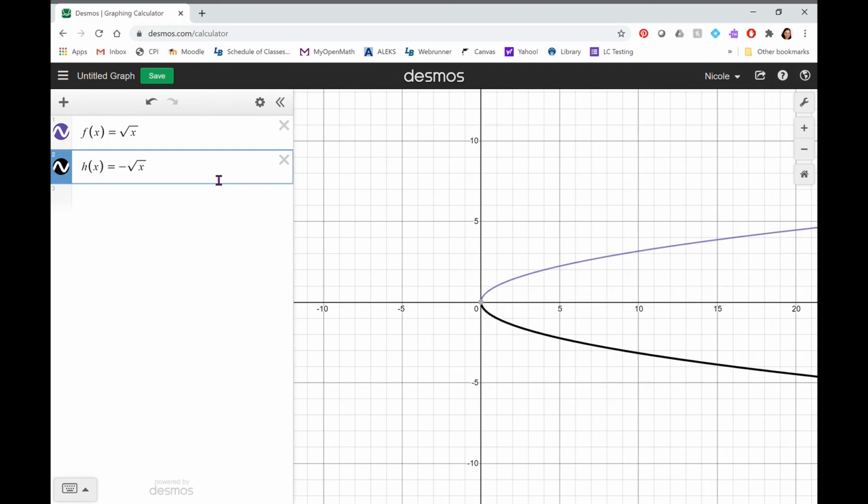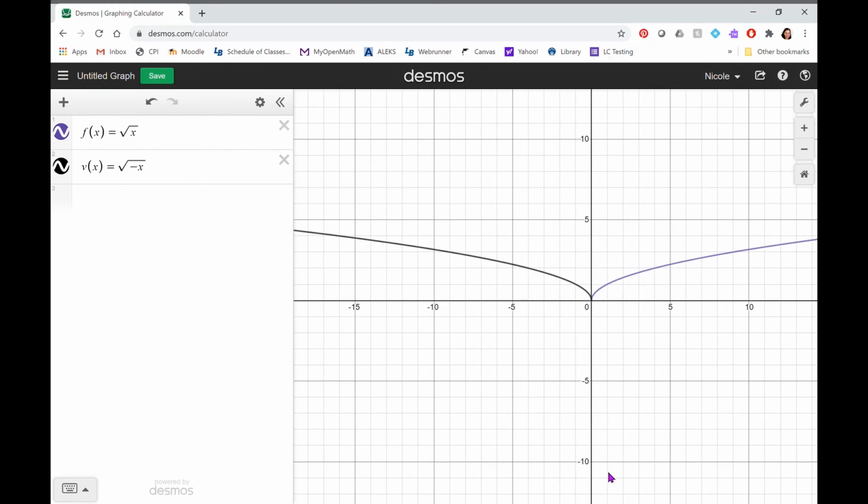What was the other one we wanted to look at? It was v of x, and that was equal to the square root of minus x. And now this one is over here reflected across the y-axis. So if we folded along the y-axis, you could see this.